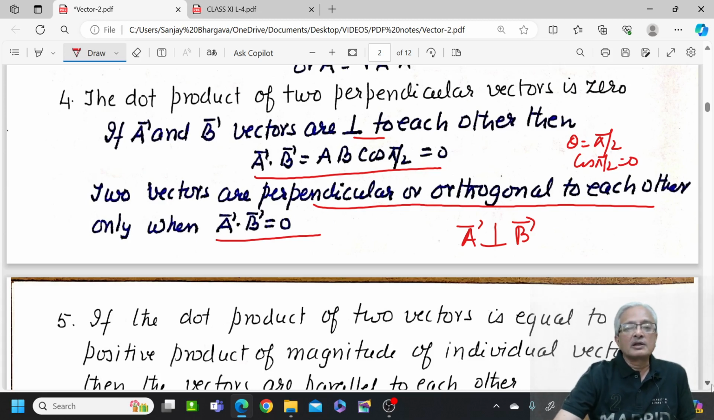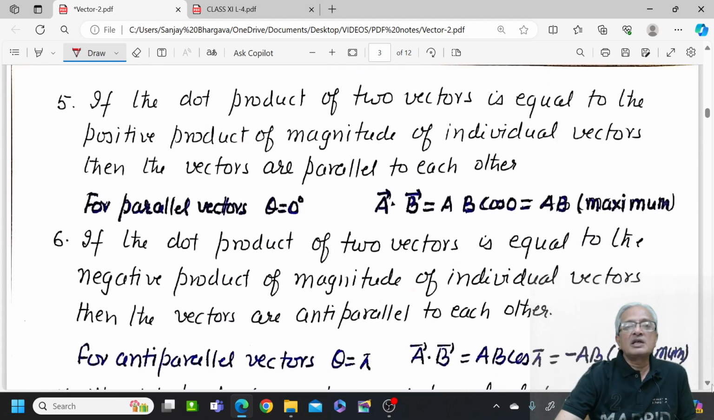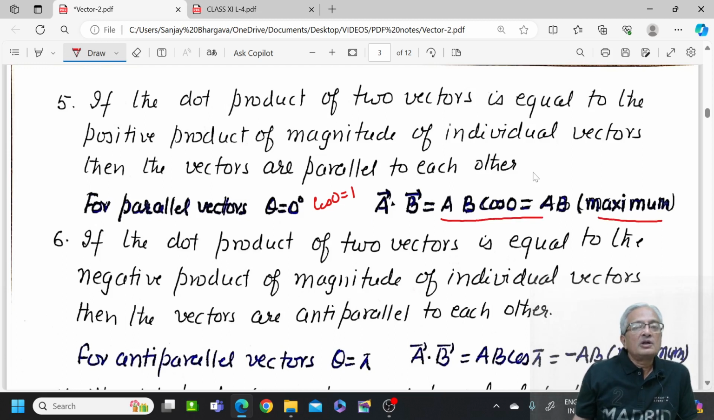If the dot product of two vectors is equal to the positive product of the magnitudes of the individual vectors, then the vectors are parallel to each other. For parallel vectors, theta is 0 and cos 0 is 1. So a dot b can be written as a into b, and this is the maximum value of it. So if the dot product is equal to magnitude of a times magnitude of b, then the vectors are said to be parallel.